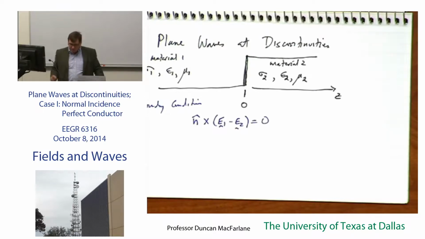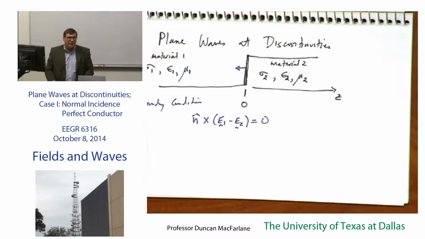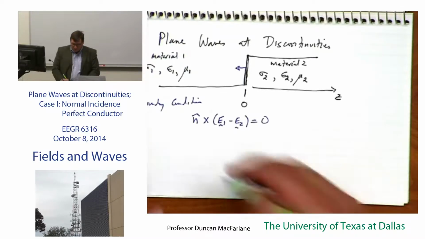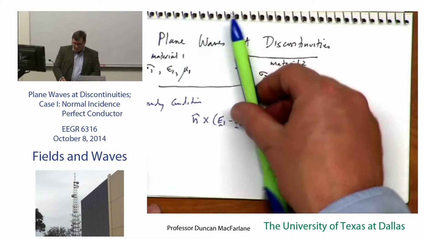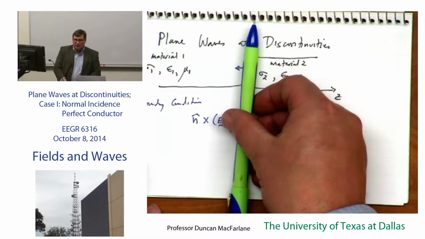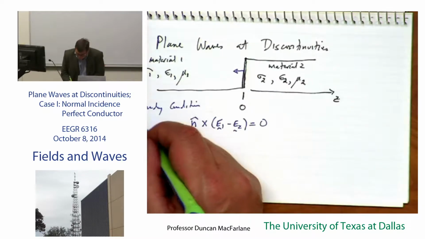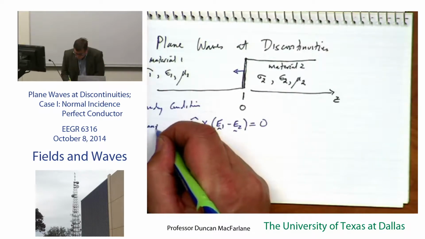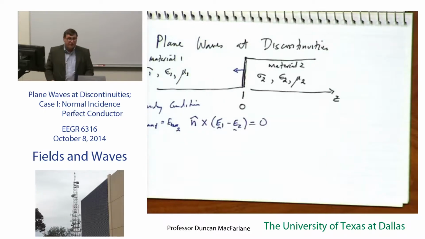The tangential component. So the normal component is going to stick out something like that. And if I cross N with the field, I'm going to get the one that lines up with the surface, and the one that lines up with the surface is the tangential component. So that's E tangential 1 is equal to E tangential 2.